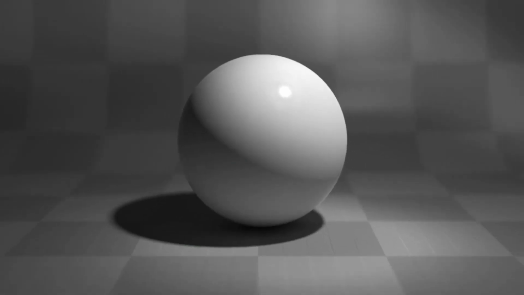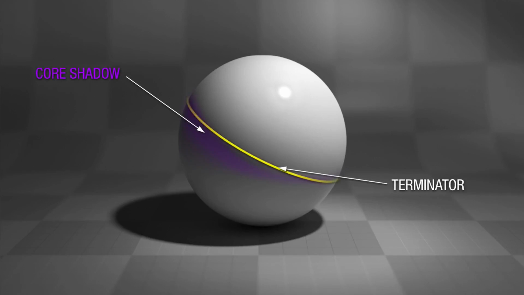Now, put your attention on the area where the reflected light is fading out. There's a name for this area. It's called the core shadow. I said at the beginning of the video that many people confuse the terminator with the core shadow. Can you see why? They're kind of in the same area. But the terminator is where form light meets form shadow. The core shadow is created by the reflected light. If there is no reflected light, there is no core shadow.